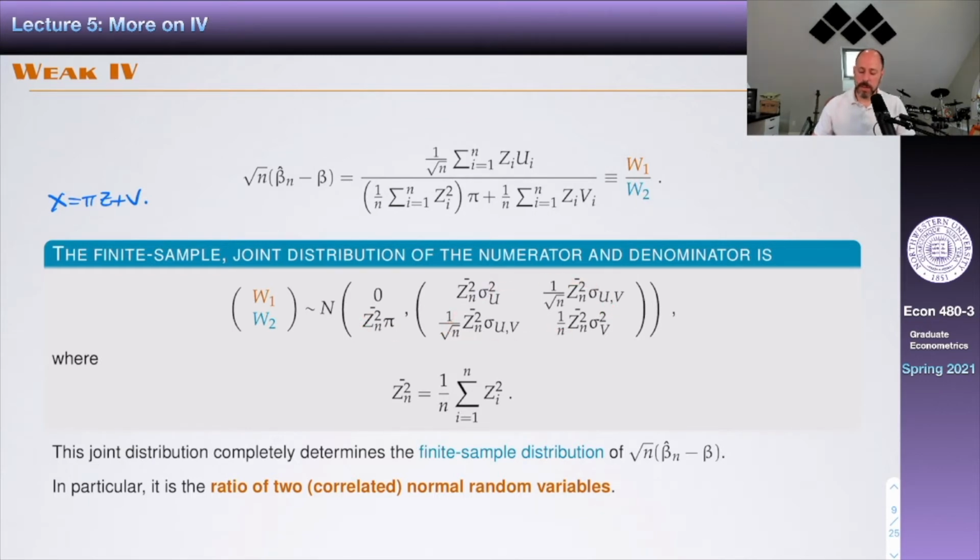Importantly, you see that some of these terms have no 1 over n or 1 over square root n. Some have 1 over square root n, and some have 1 over n, like this one over here that is going to pop up later. And again, the notation here is that this z bar is just the average of the z's that are non-stochastic in our setting. So that's why they appear here on the right-hand side. So this joint distribution completely determines the finite sample distribution of the IV estimator. Okay? And in particular, it is the ratio of two correlated normal random variables, W1 and W2.